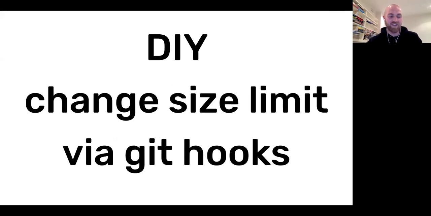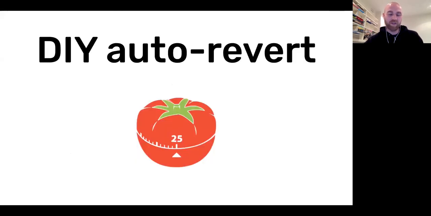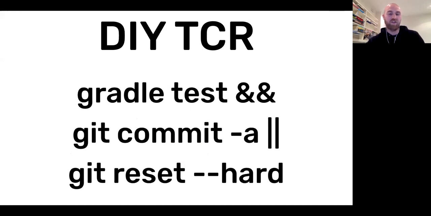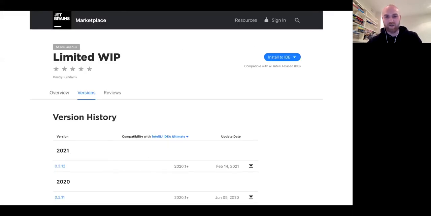So change size you can do via a Git hook. You can just write your own small shell script and try it. You don't need to use the plugin I was using. For auto-revert, you can use any timer really, on your phone. A Pomodoro timer is a standard thing. You have to be a bit more vigilant, and it's easy to negotiate with yourself, but nevertheless, it's easy. And for TCR, you can roll out your own shell script or find one online, or obviously use the plugin. So that's another option. So definitely try some of these things, maybe on a small problem first.